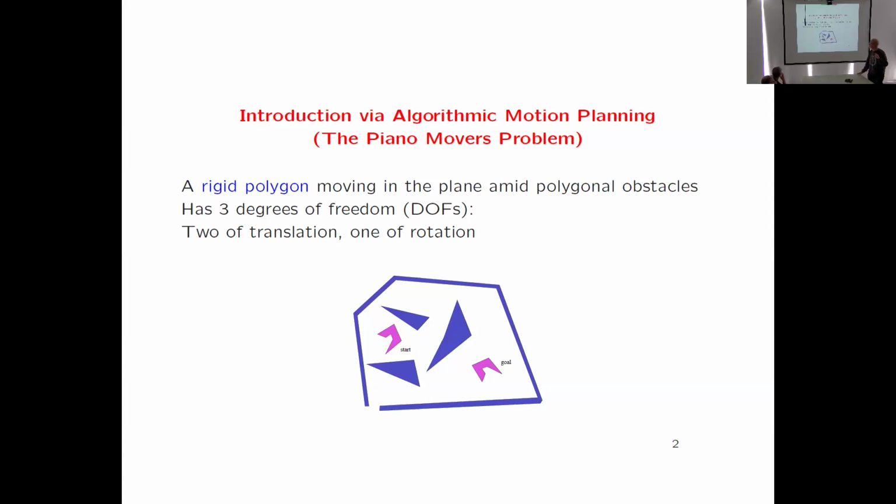In this example, you have a rigid polygon, free to translate and rotate in the plane. So it has 3 degrees of freedom, 2 of translation, 1 of rotation. And you are given a start and a goal placement, and there are polygonal obstacles in this illustration, and you ask whether you can move the robot from the start to the goal configuration without colliding with anything. This is the standard motion planning problem.